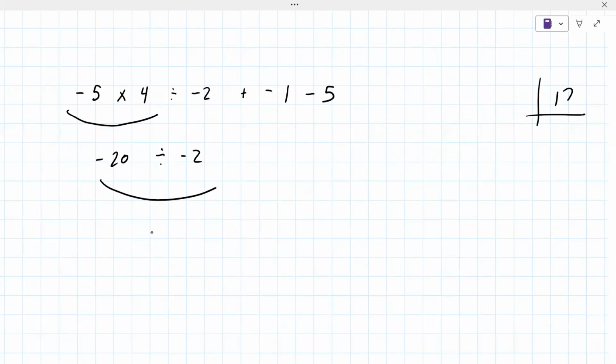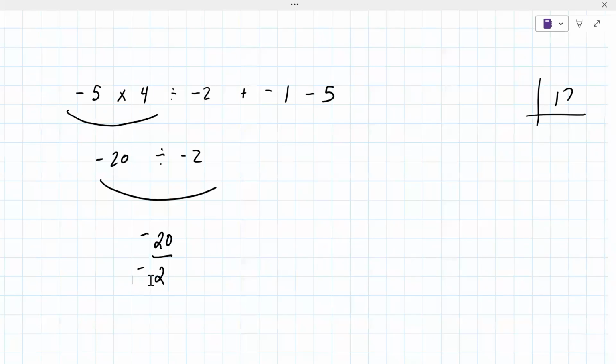So -20 divided by 2. Okay, 20 divided by 2. It's the same as this. Two negatives, but they cancel. How many times does 2 go into 20? Oh, okay. So I got the answer for that one. Can you give me the intermediate result here?